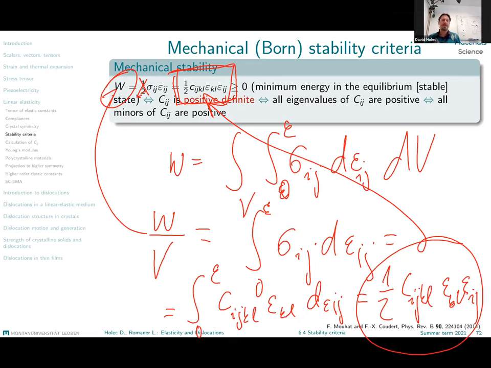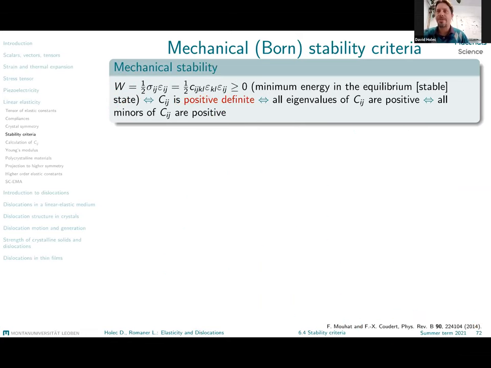It will release the energy and it will deform until it reaches its mechanically stable configuration, in which no matter which deformation I apply to my material, I have to introduce positive energy. And so this request, that the strain energy density must be positive, is also related to the fact that the matrix of elastic constants must be positive definite. This quadratic form must be positive definite, which leads to this mathematical term that the matrix Cij must be positive definite. What does that mean? In practical terms, it means that all eigenvalues of this matrix must be positive.